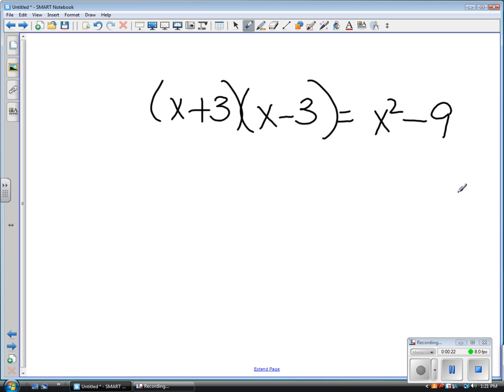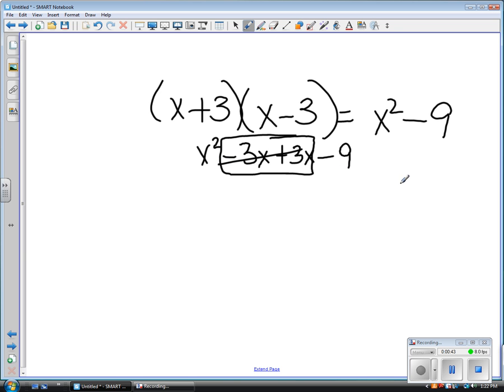That is correct. If you use your first, that is x squared. If you use your outside, you have minus 3x. If you use your inside, you have plus 3x. And if you use your last, you have negative 9. What do you notice about these two inside terms? They cancel off, so you're left with x squared minus 9.